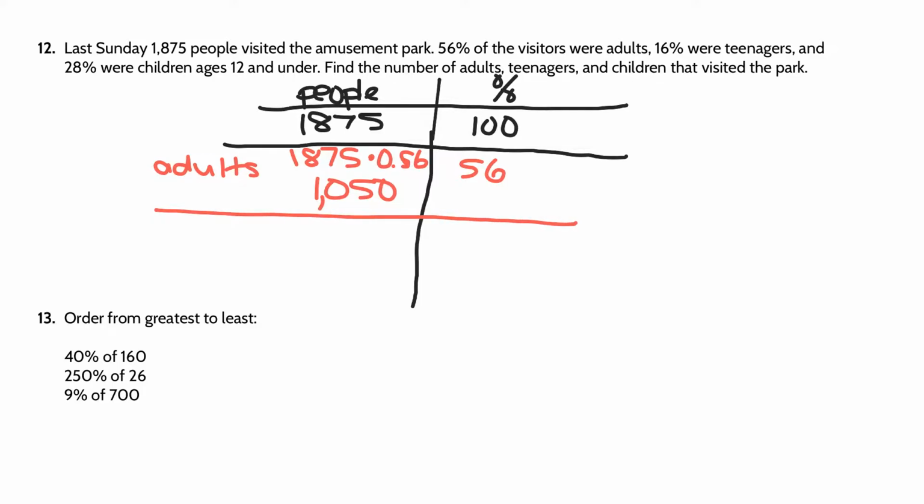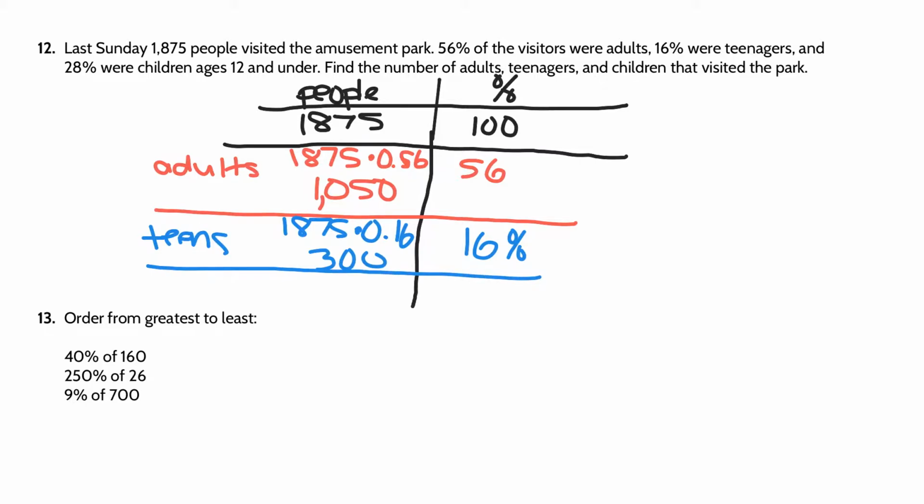Let's take a look now at our teens. Let's go with teens. Teens were 16%. And so 1,875 was the total, times 0.16, and 1,875 times 0.16 is 300 teens.